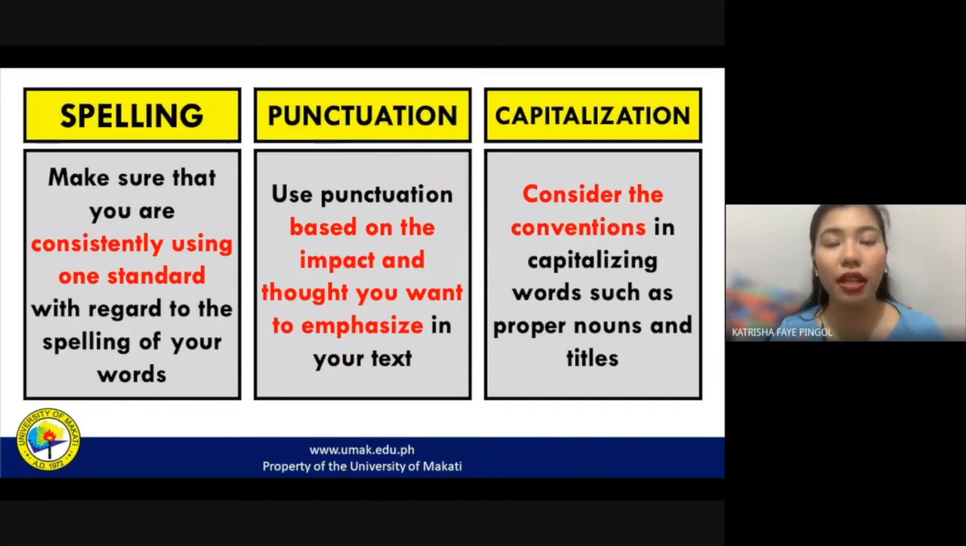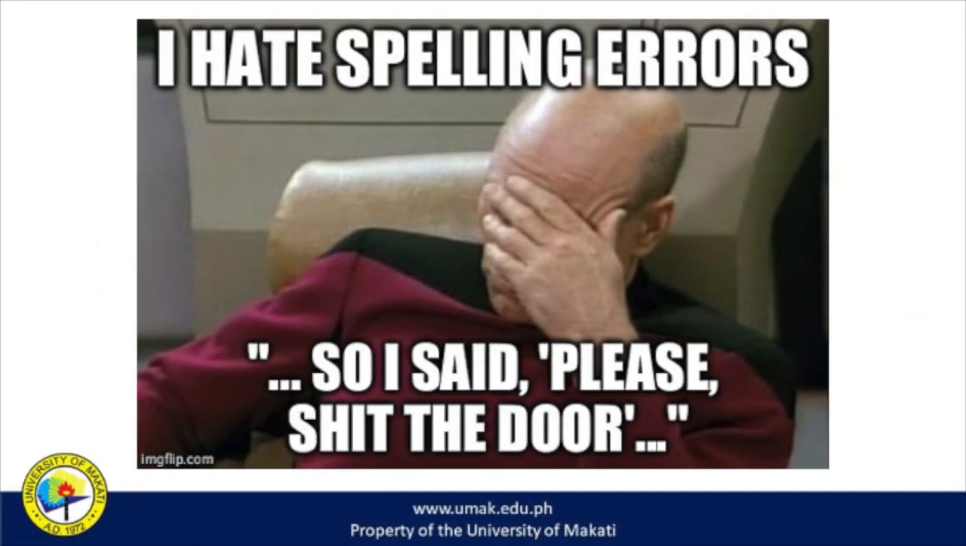So these three are the basic things that we have to look into in terms of language mechanics. These are very important because it's a matter of representing the idea itself, the meaning behind the text, behind the word, behind the sentence, or even the entire paragraph. As writers, as producers of text, we have to be careful with our spelling, punctuation, and capitalization. Here are some examples and pictures from the internet that best illustrate the importance of the proper use of language mechanics.